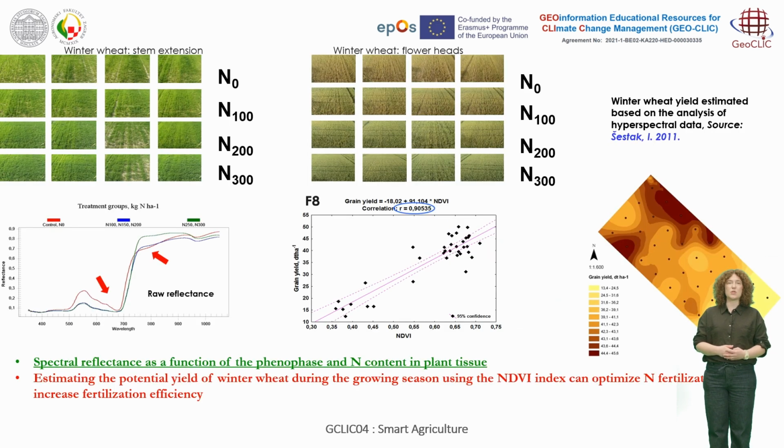Here is one investigation we established on our faculty, where we monitored winter wheat yield according to spectral reflectance measurements during the growing season, during different stages of winter wheat, and according to variable mineral nitrogen fertilization. We achieved almost total correlation between grain yield and NDVI, which was captured during the stem extension phenophase. We could differentiate fertilization treatment groups according to the spectral reflectance and found that these specific differences happened in the green peak and in the red edge. So we use spectral reflectance as a function of the phenophase and nitrogen content in plant tissue. We estimated potential yield during the growing season using the NDVI index as a base to optimize nitrogen fertilization.